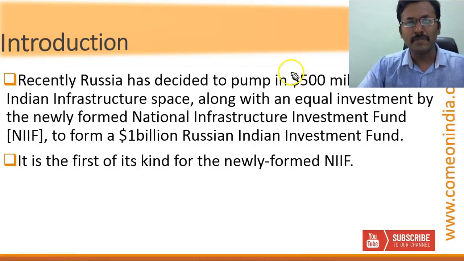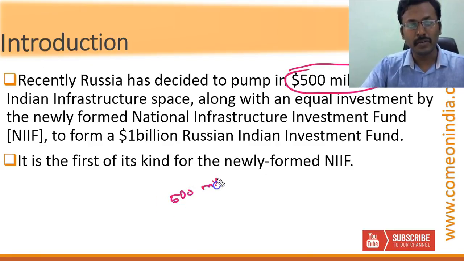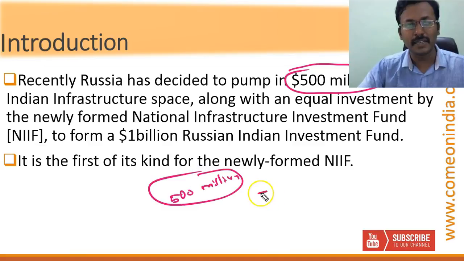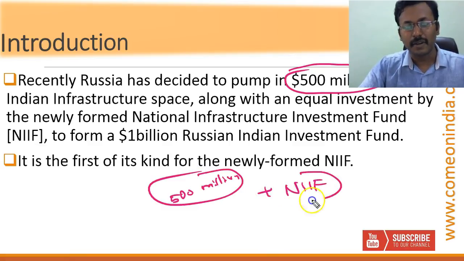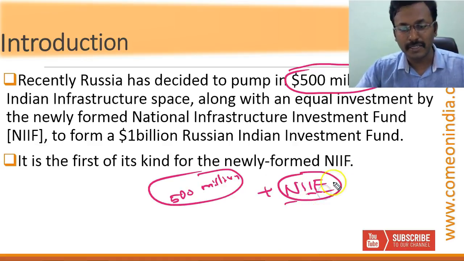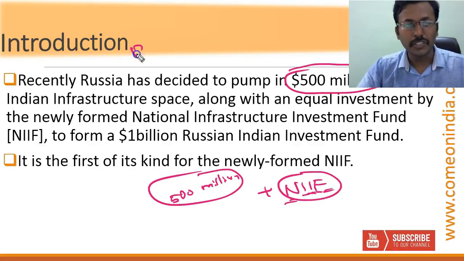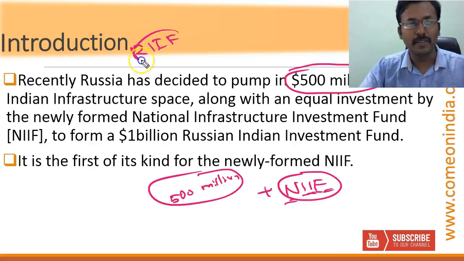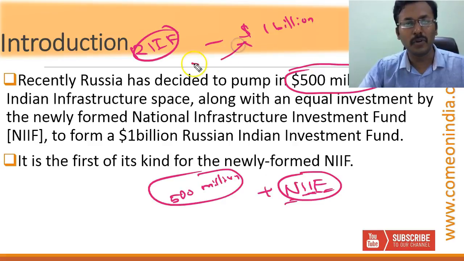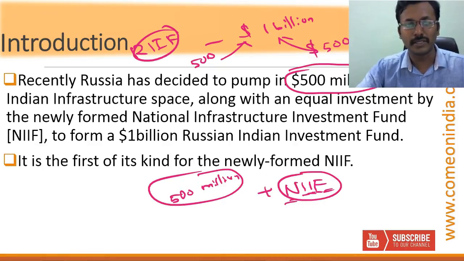Russia decided to invest 500 million US dollars along with the NIIF. It stands for National Infrastructure Investment Fund. So the Russian-Indian investment fund is worth 1 billion. Out of 1 billion, Russia will contribute 500 million US dollars. India will contribute the remaining half, that is 500 million US dollars.